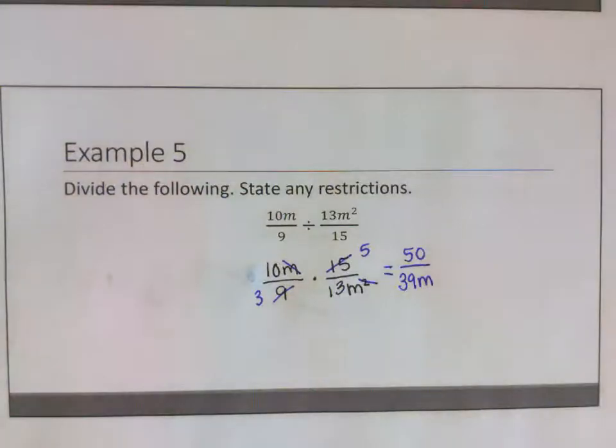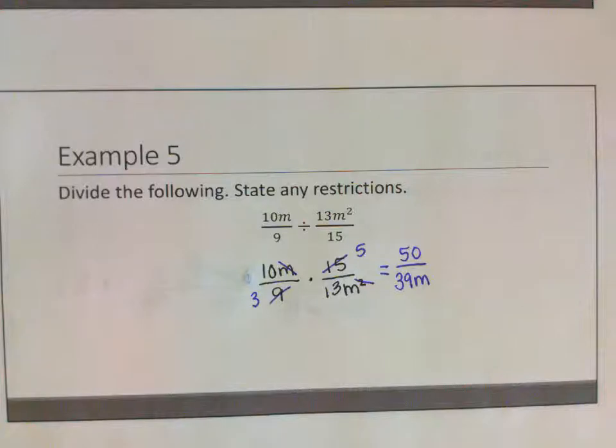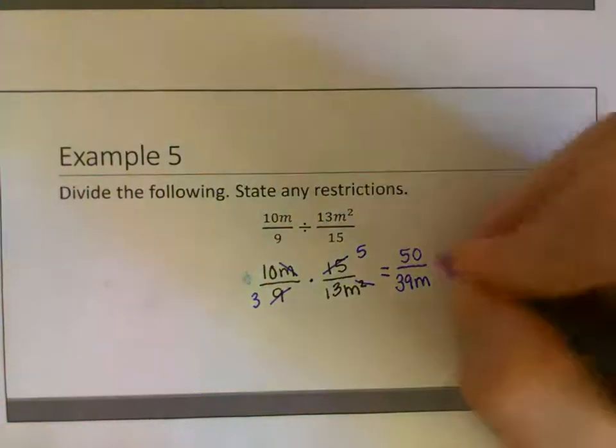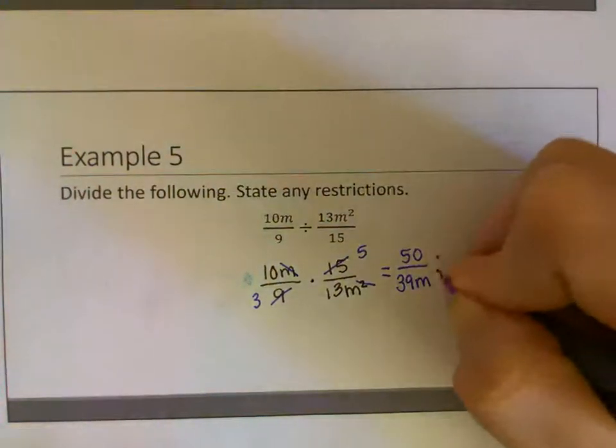And I like to simplify first, but it's still a good habit to look at the end and make sure that you can't simplify any further. If you get to the end and you can divide them both by 2, it just means that maybe you missed something, okay? So now we need to state the restrictions.